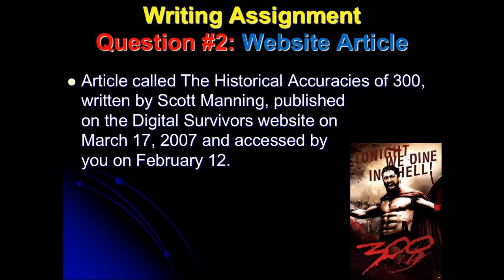Oh, oops. Okay, so here's question number 2. Here is your article, website article. It's called The Historical Accuracies of 300, written by Scott Manning, published on the Digital Survivors website on March 17th, 2007, and accessed by you on February 12th. So just like what you did with the previous question, you're going to take this information, put it into the correct order, and make sure that you're using quotation marks where you're supposed to, italics where you're supposed to, that you're including your indentations, that you are abbreviating things that are supposed to be abbreviated, and that you put all of this together in the correct way.